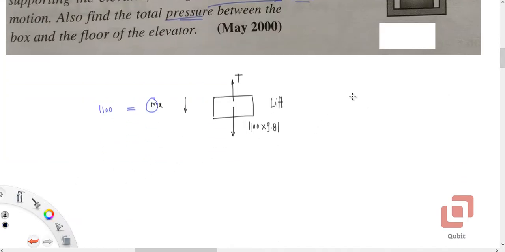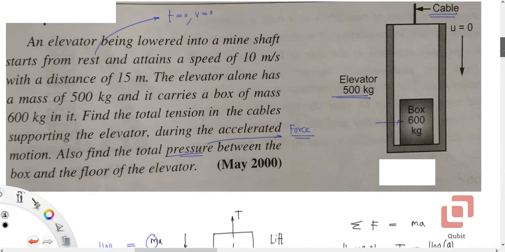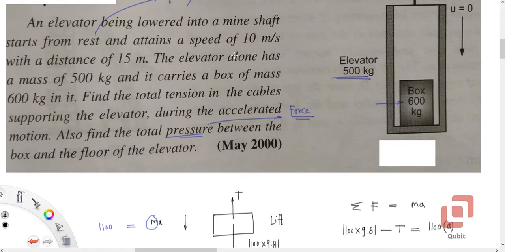So if we apply Newton's second law to this particular object, which is summation F is equal to ma, what will we get? In this case, T has to be negative because the lift is moving downwards. So 1100 into 9.81 minus T is equal to 1100 into the acceleration. We still don't know the acceleration of the lift. Can we find it from the data given here?